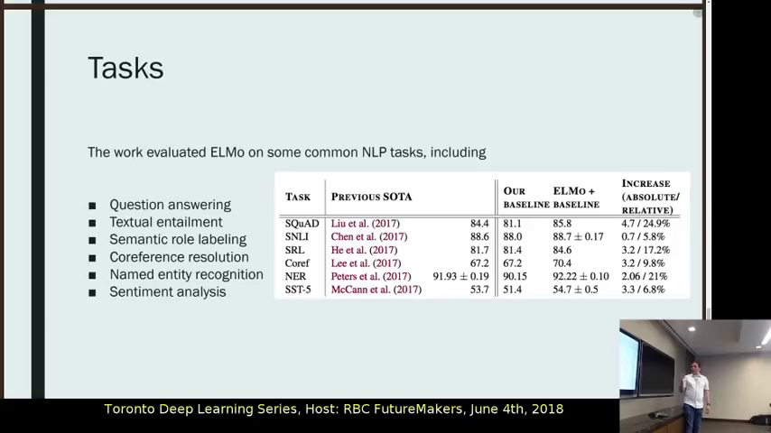So the tasks are question answering with the SQuAD data set, which is sourced from 100,000 crowdsourced examples of questions and answers. Textual entailment: does this sentence entail this answer, true or false? Semantic role labeling, attaching parts of grammar to different elements of the sentence. Coreference resolution: do these two words in the sentence refer to the same subject?